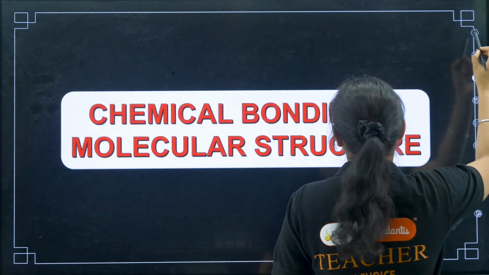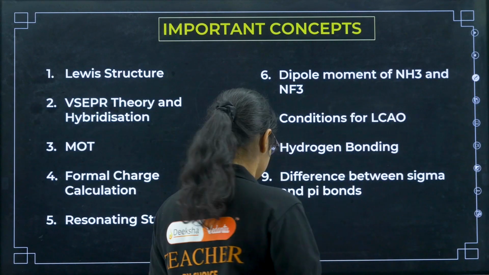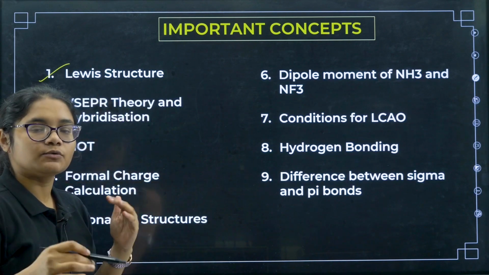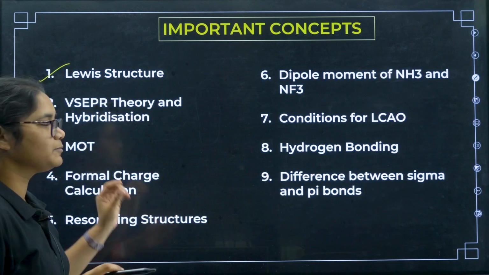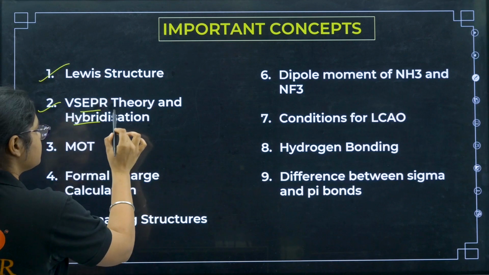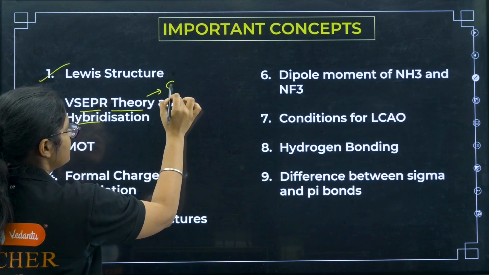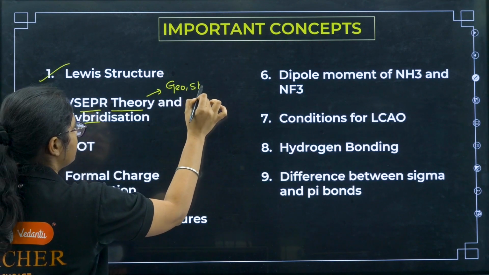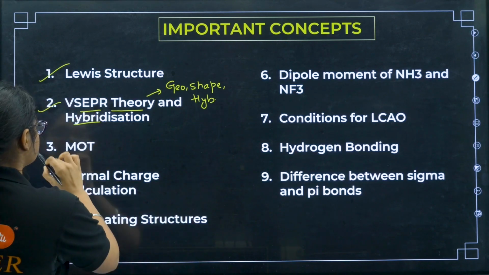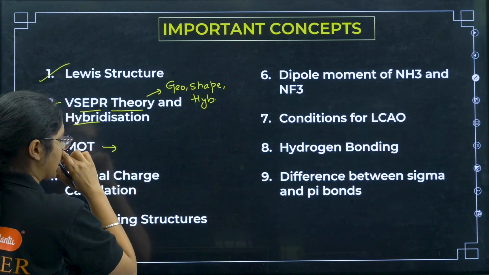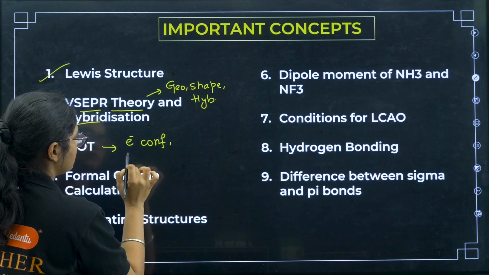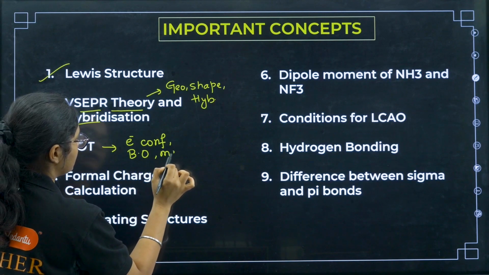Now moving to the next chapter, that is chemical bonding and molecular structure. Many important concepts you should remember here. The first one, you should know how to draw the Lewis structure. Whichever examples are given in the NCERT, please practice those Lewis structures. Next, VSEPR theory and hybridization. In VSEPR theory, you have to remember the geometry, the shape, and the hybridization. Next we have MOT. In MOT, you should know how to write the MOT electronic configuration, then calculate the bond order and the magnetic properties.